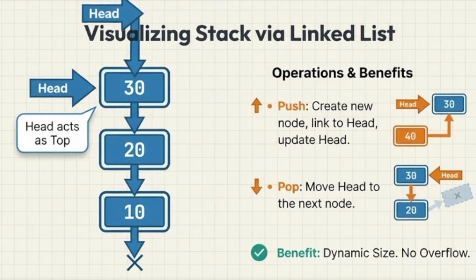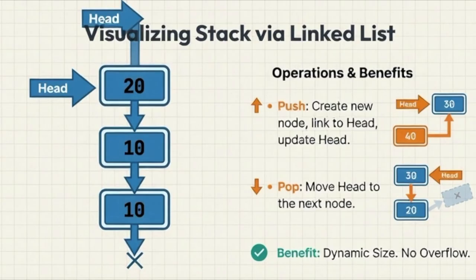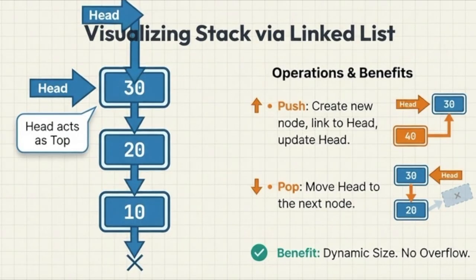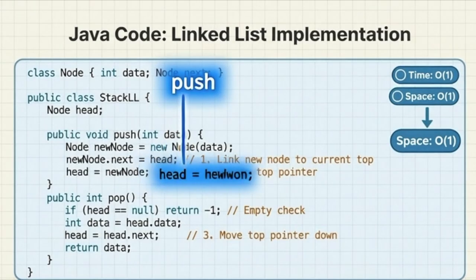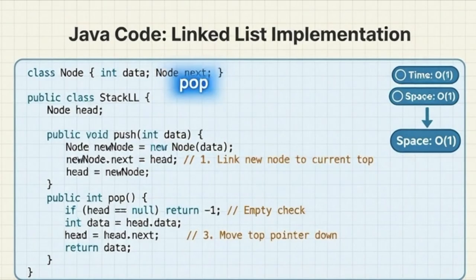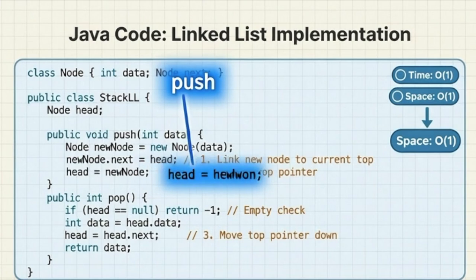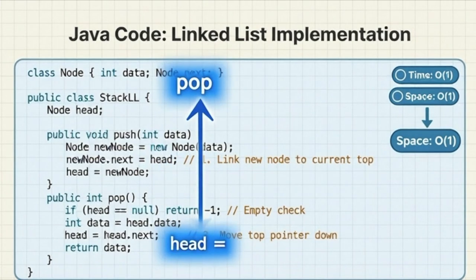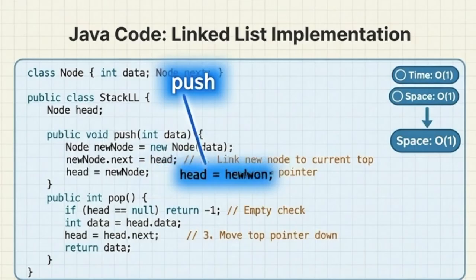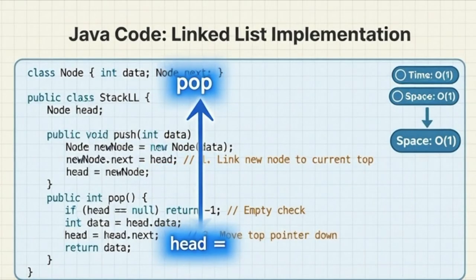The problem with arrays is fixed size. If we want dynamic size, we use a linked list. Here the head of the list acts as the top of the stack. In the code for push, we create a new node. We link newNode.next to the current head, and then update head equal to newNode. This is also Big O(1), but with no risk of stack overflow unless your computer runs out of RAM.